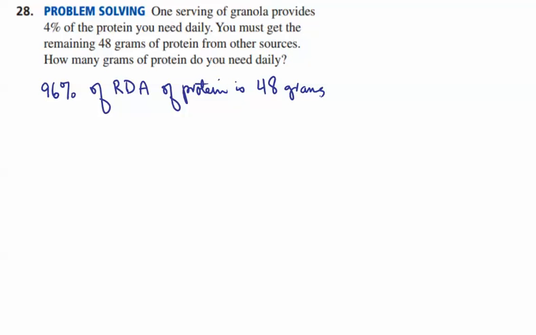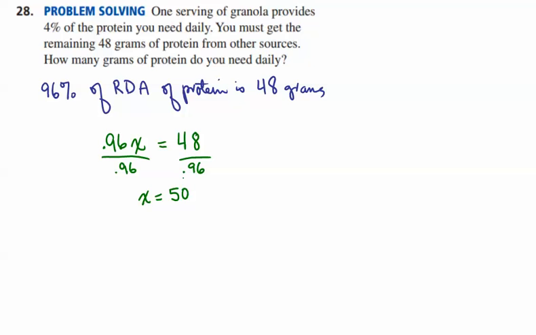So 4% is in one serving of granola, but there is still 48 grams left, and that 48 grams is equivalent to 96% of your recommended daily allowance, or what you need daily. So we're trying to find out how much you need daily, and we're going to call that X. So our equation here, we're going to use 0.96 instead of 96%. 0.96 of the daily recommended amount is equal to that missing 48 grams. And at this point we can see we would just divide both sides by 0.96. And when we do that, we get that X is equal to 50.